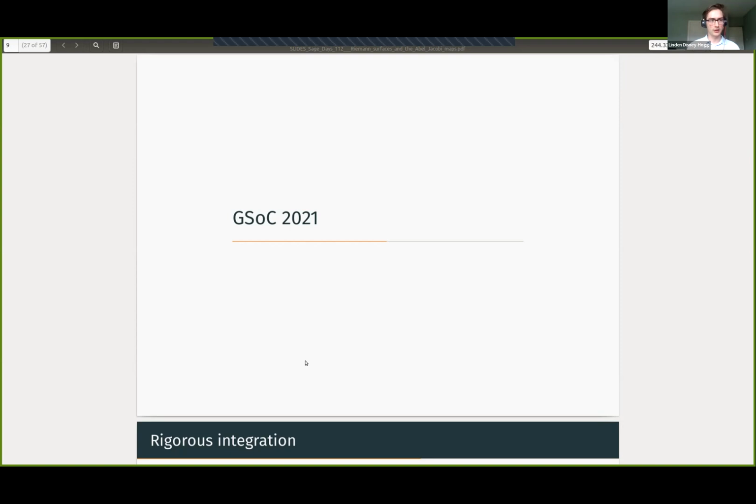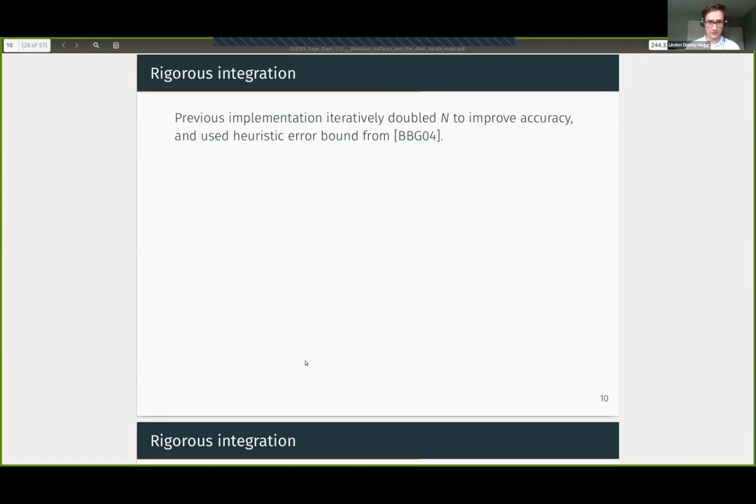Perfect. So Summer of Code, that's what I did last summer between June and July. It was sort of implementing some of these ideas. So we're going to have a better way to do Gauss-Legendre integration, and then we're going to actually implement this Abel-Jacobi map in Sage. So this is this rigorous integration.